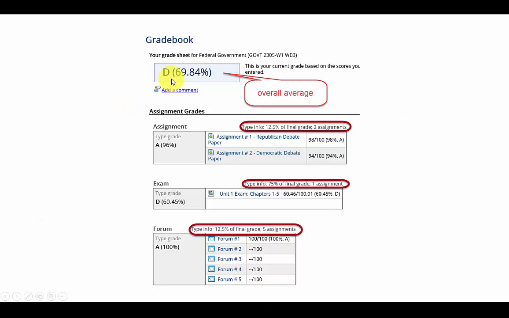You add all that up, it comes up to a 69.84, which says it's a D. Most people, if it's 0.5 or above, would round that off and the student would get a C. But again, that's left up to the instructor. Whatever your syllabus says about your grading system is what you would go by.